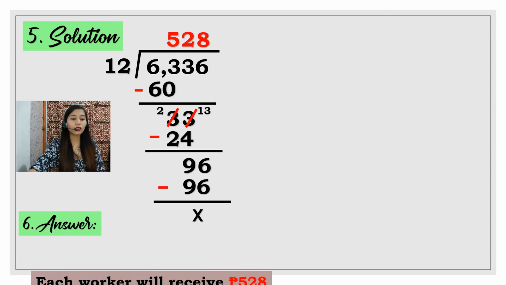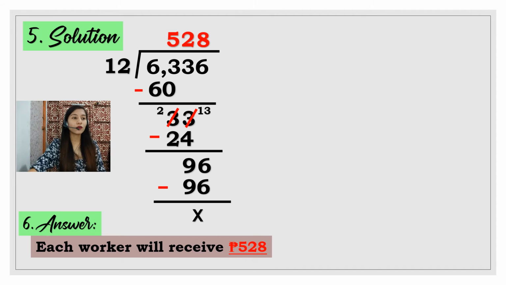Now we write the complete answer. So the complete answer is each worker will receive 528 pesos. Okay? So do you get our process? Do you get our step-by-step procedure? Okay, let us try another one before I give you your own task.